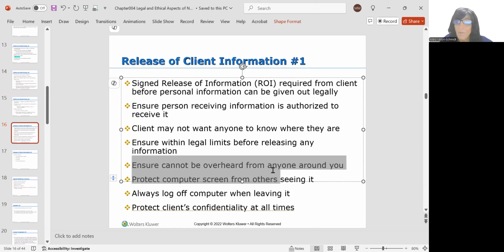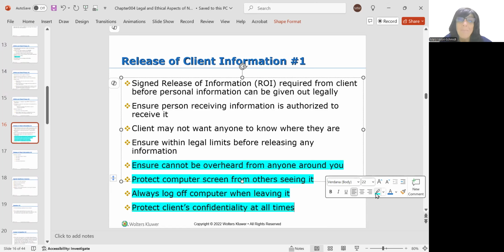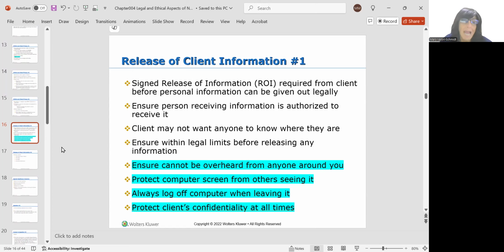Never, ever, ever discuss anything about a client in public areas, ever. Make sure you protect your computer screen and log off, and just make sure that you're protecting the client's confidentiality. You wouldn't want your business out on the street, right?